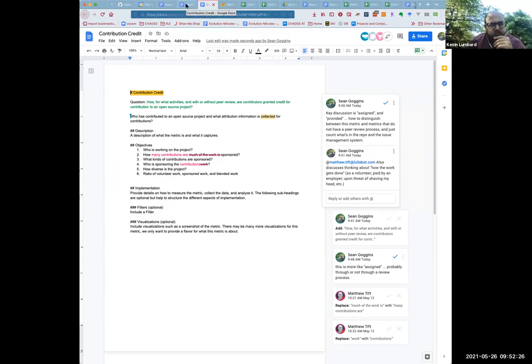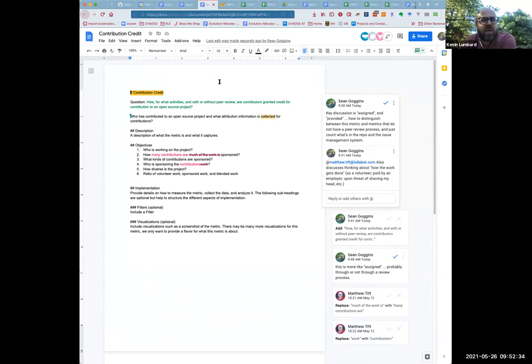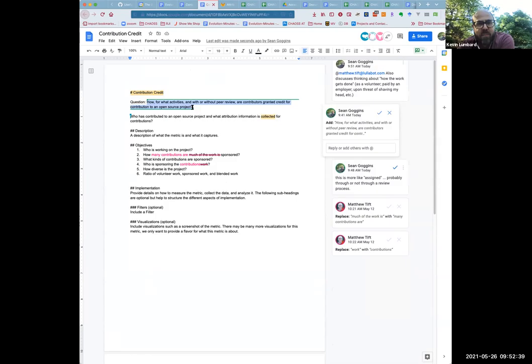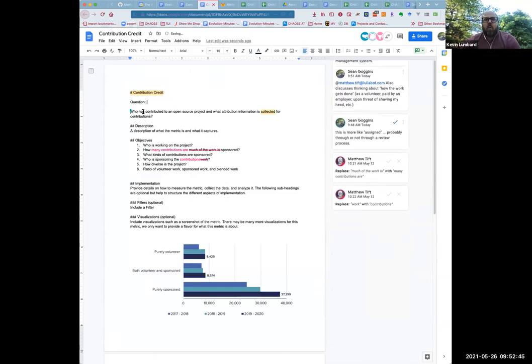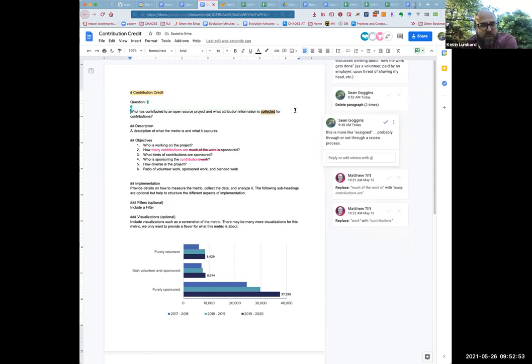So if we changed collected to assigned, does that question make more sense to you? Because I think you're right. Assigned is probably a better word than collected. I don't think that question quite encompasses everything, but I don't know that we can encompass everything in that question. So maybe that's where we dig deeper in the description. Right.